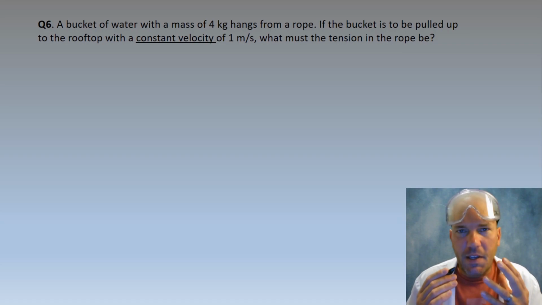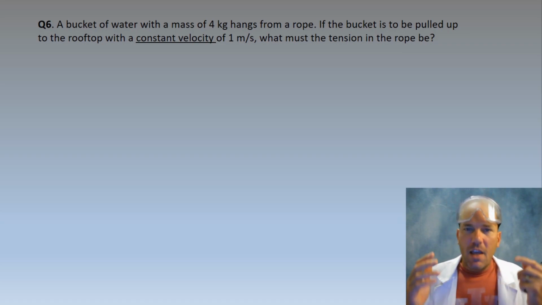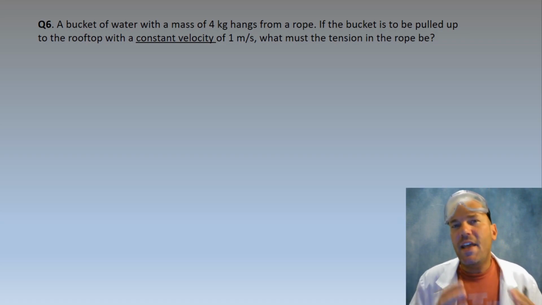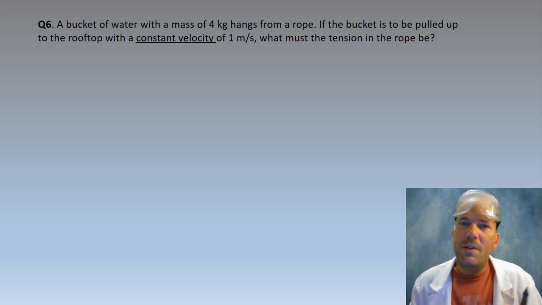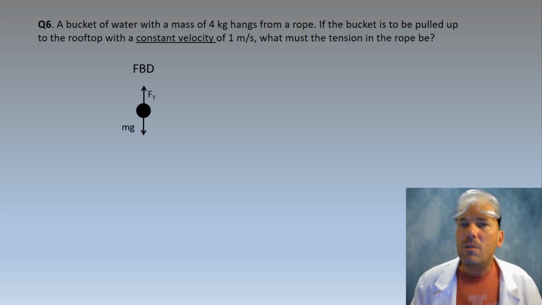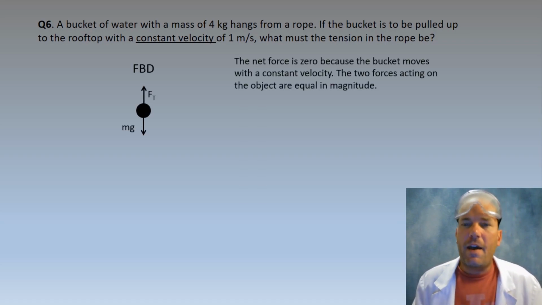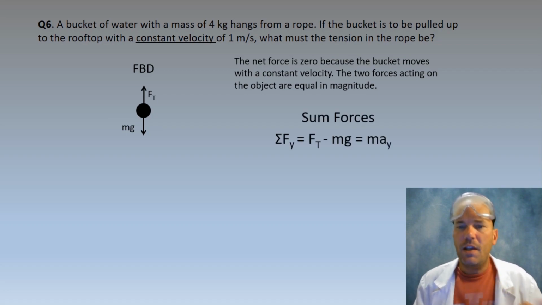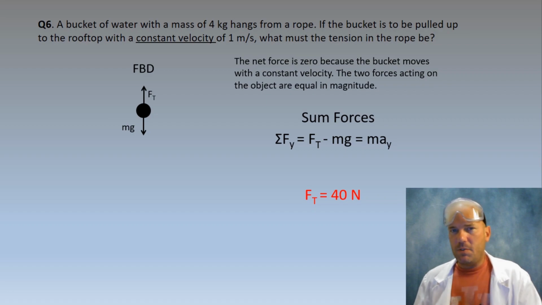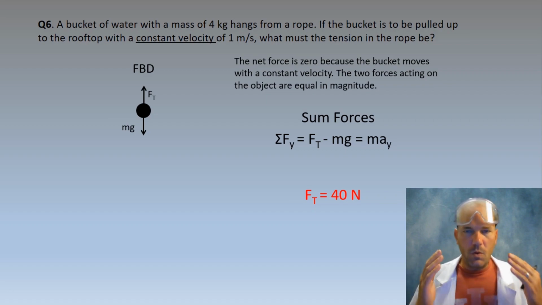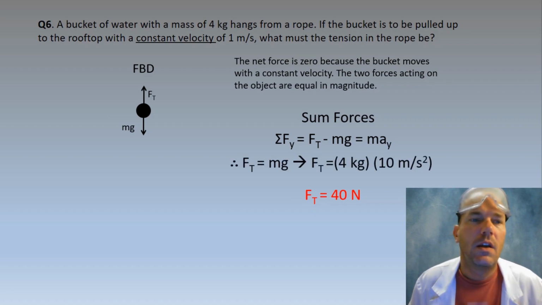Remember, class, if it's a constant velocity, this object is not accelerating, therefore there is no net external force. So the tension in the rope is simply going to be equal to the force of gravity. And as we can see by summing the forces here, force of tension is 4 kilograms multiplied by 10 meters per second squared, or 40 newtons.